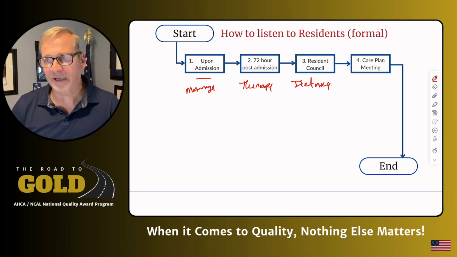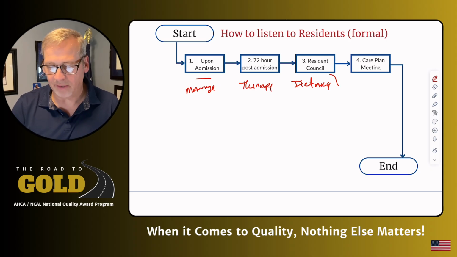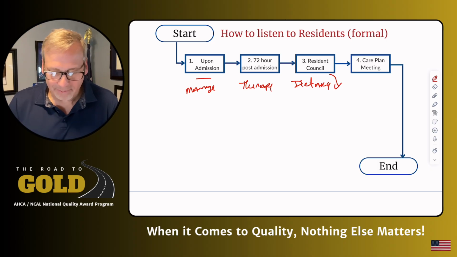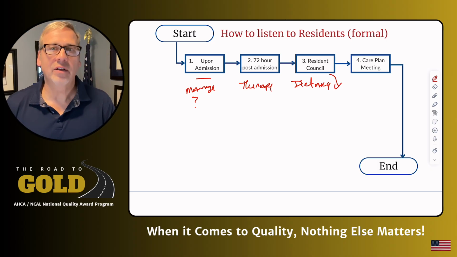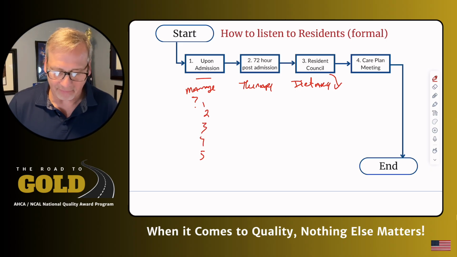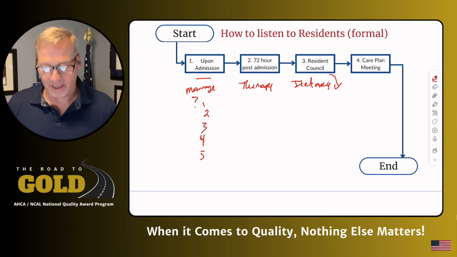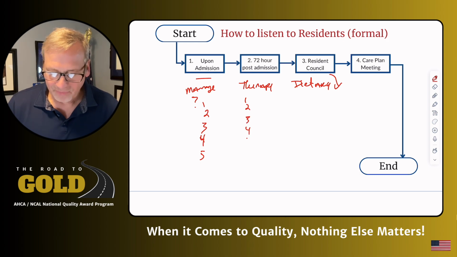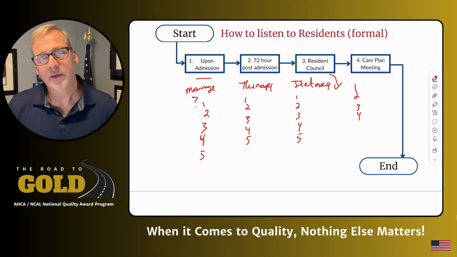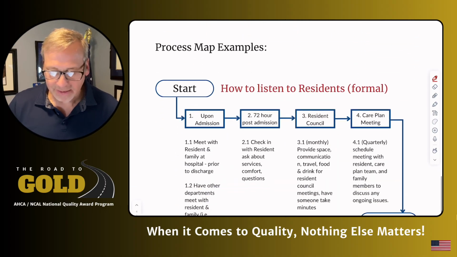You didn't have resident council written down, but I'm sure you have resident council as well, right? So then, what does management look like? What is the step-by-step process? If we were to go 1, 2, 3, 4, 5, what are the steps that management takes? What are the steps that rehabilitation takes? What are the steps that dietary takes? What are the steps in a care plan meeting? Does that make sense? I broke it down.